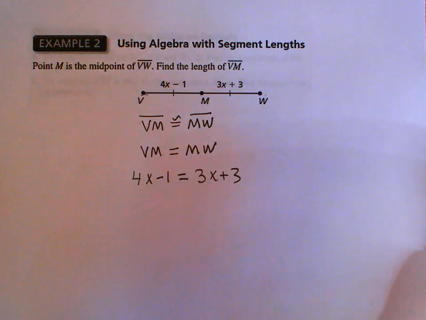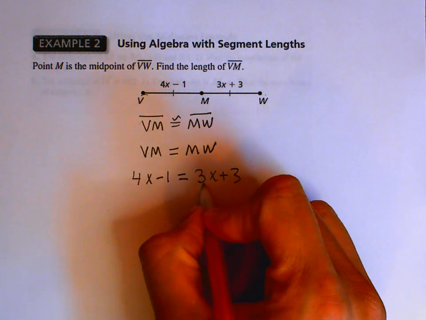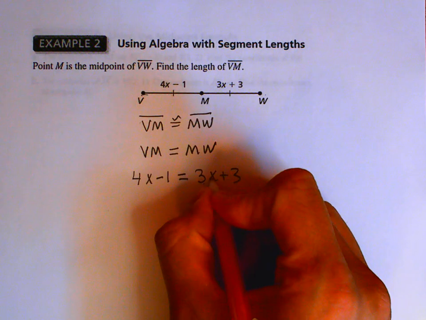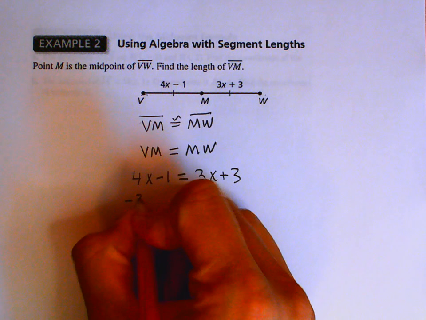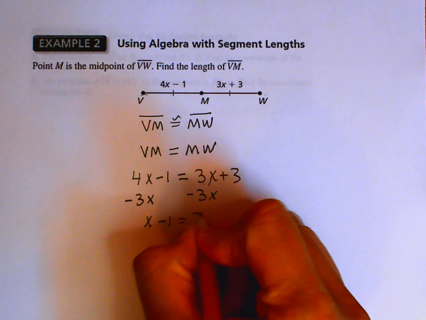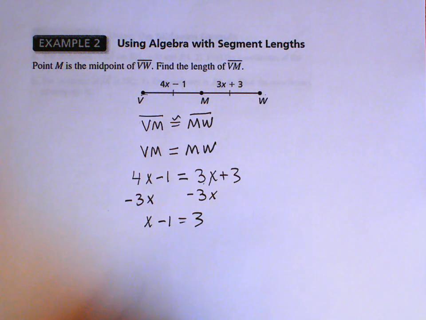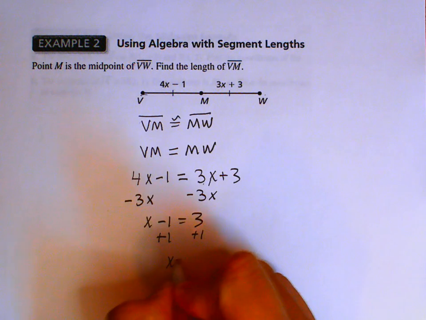Now, there's different ways of doing this. I like to always get rid of the term with the smallest coefficient in the x, the variable. So we're going to subtract 3x. That gives me x minus 1 equals 3. After this, add 1, and x equals 4.